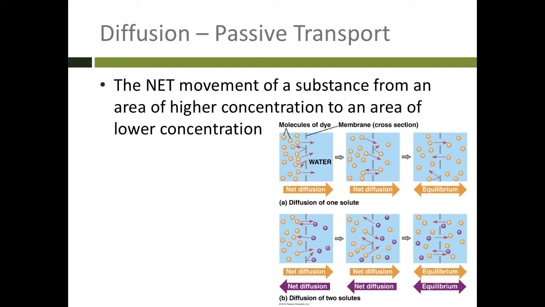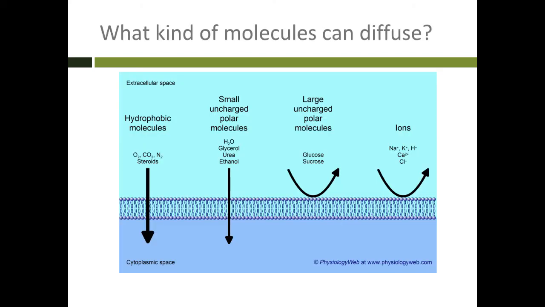This example that we're looking at is a permeable membrane. It is permeable to both the yellow and the purple balls. But what happens when you have a plasma membrane, which is semi-permeable? Some things can go across, some things can't.